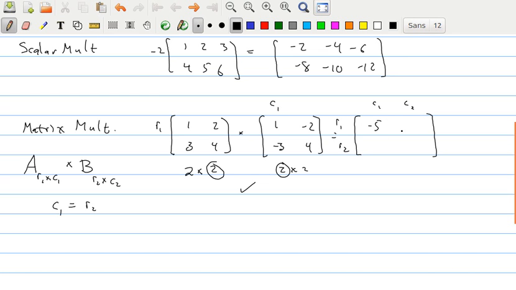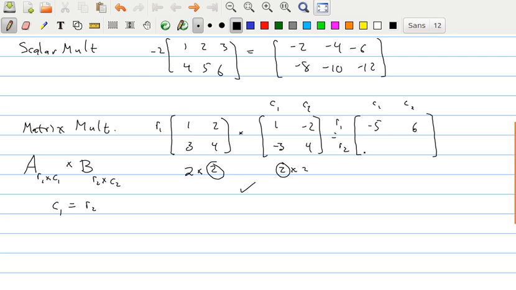To get the next spot, to get the entry that's in the first row, second column, we dot product the first row with the second column. So we take 1, 2, and we dot it with negative 2, 4. So 1 times negative 2 is negative 2, plus 2 times 4 is 8. Negative 2 plus 8 is negative 6. Positive 6, excuse me.